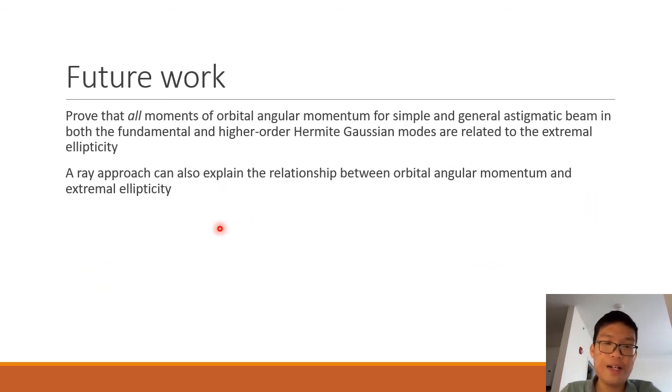And in the future, there is also work to do for this project. So one thing we can do is to prove that all moments of OAM can be related to the extremal ellipticity. So by far, we have proven that up to the 6th order OAM for simple astigmatic beams and 3rd order for general astigmatic beams. As we move on, the math becomes crazy, so that's surely something we should think about in the future. And an array approach can also be another angle to look at this problem.